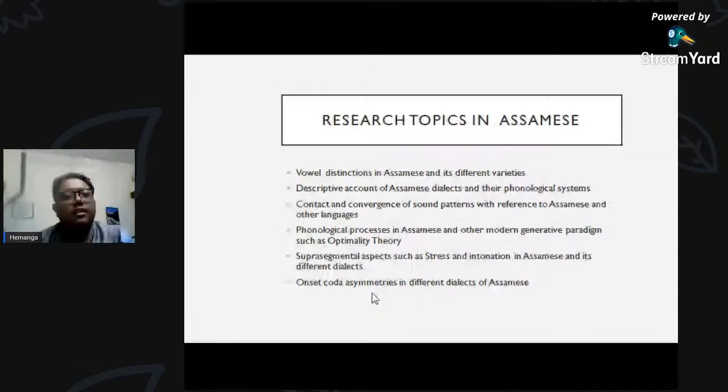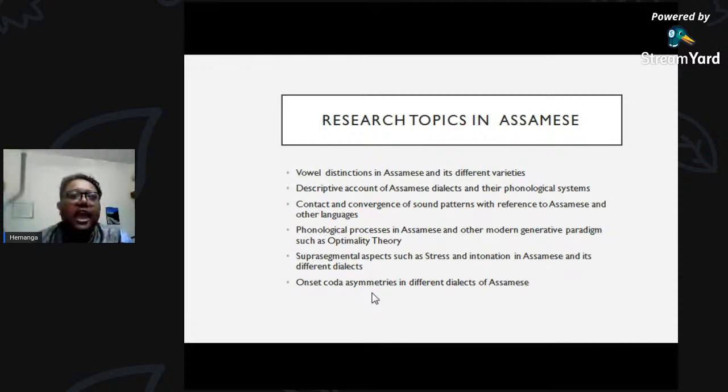Then comes the context and convergence of sound patterns with reference to Assamese and other languages. Context and convergence, because I have told earlier that two languages always exist in close contact. Two languages flourish in close collaboration with each other, and sometimes we tend to borrow some aspects of phonology and morphology from one another. So convergence is very important, and what kind of sound patterns, what kind of sounds are mostly affected in the convergence process, and what kind of sounds are generally not affected.